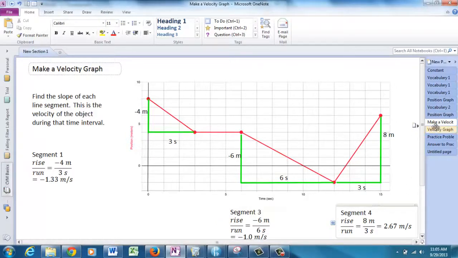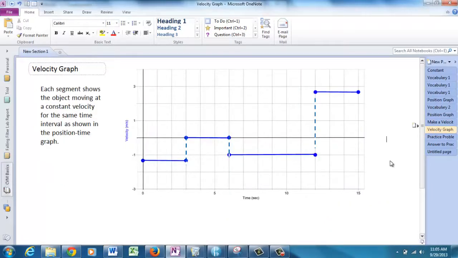We take those values and plot them on our velocity graph. So the velocity graph, each one of those segments from the position graph is a horizontal line in the velocity graph because the object is moving at constant velocity. So it's a constant velocity here of the negative 1.3. Here it's a constant velocity of 0. Here it's another constant velocity, just a different value. And here the last segment was a constant positive velocity.